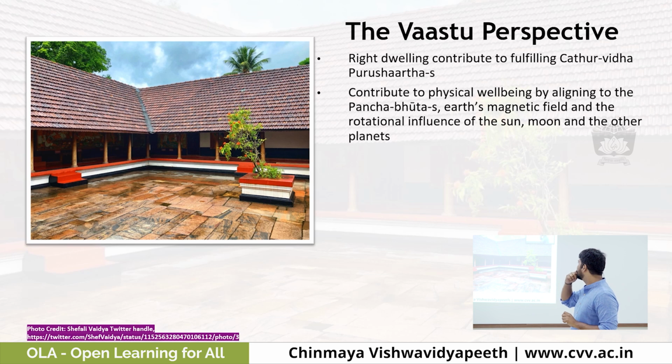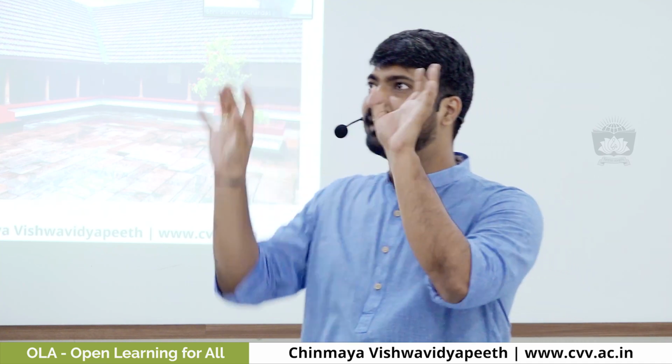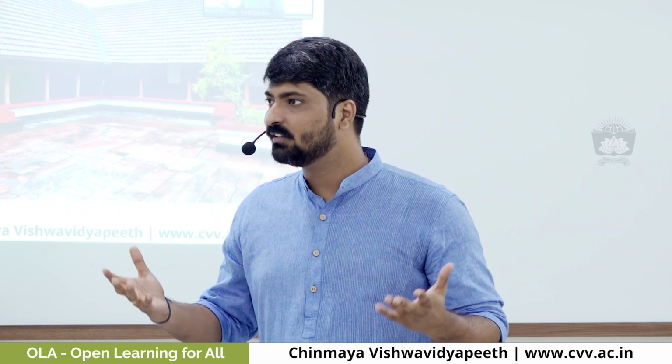The first is aligning the Panchabhuta. So we have 5 elements, right? The 5 elements of the world. So the first is Panchabhuta, then the Earth's magnetic field, and then the rotational influence of the Sun, Moon, and other planets. So these are the 3 variables, and Vastu is trying to play with them and bring out the correct sequence so that the person living there is physically well, and it also affects him emotionally.